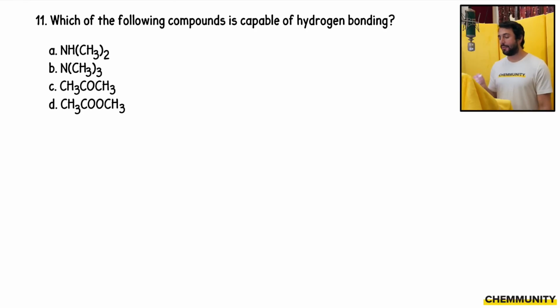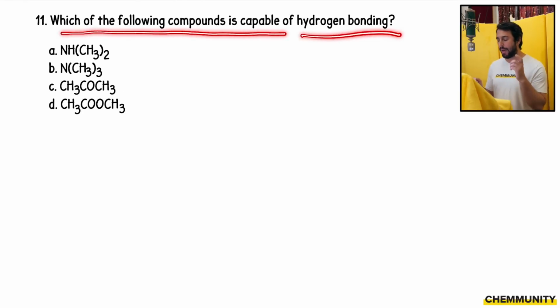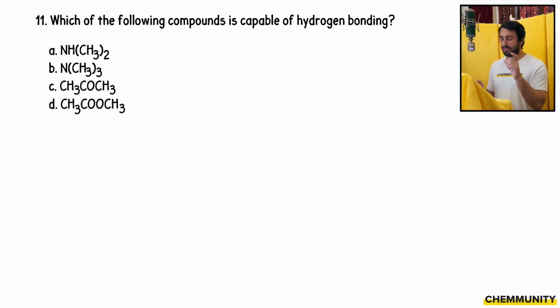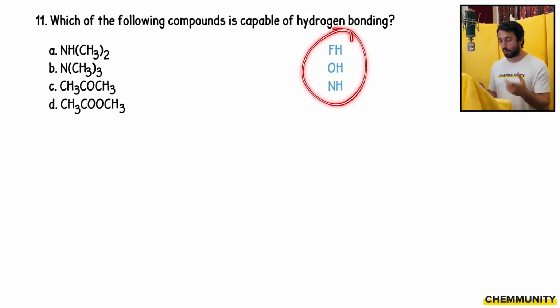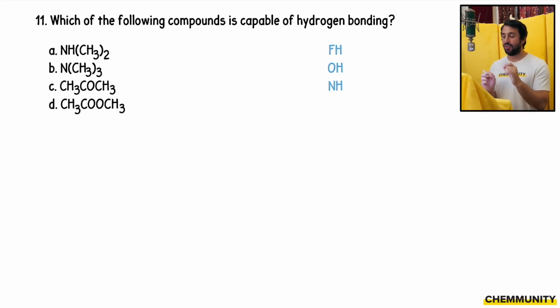11 asks, which of the following compounds is capable of hydrogen bonding? Now remember, hydrogen bonding is a certain type of dipole-dipole interaction that can occur between FH, OH, and NH bonds. So a molecule that can hydrogen bond must have one of those groups present in it. Now here we have everything in this sort of condensed formula notation, so I think it is going to be best if we can draw these out so we can really see the exact connectivity between the central atom and everything that's going on. So let's take that first one.